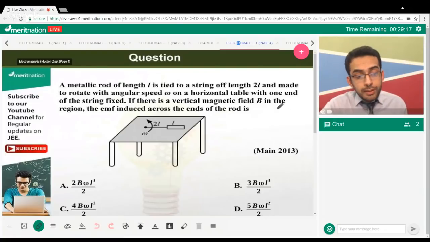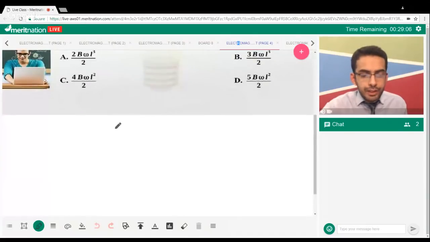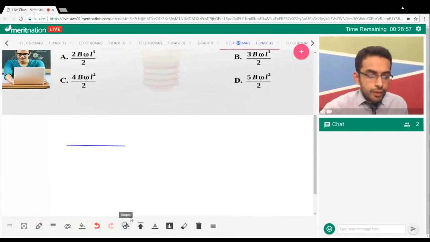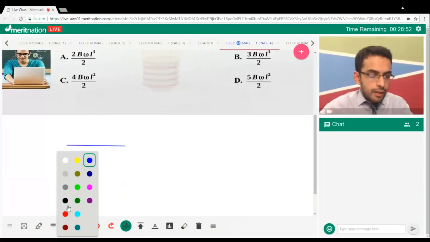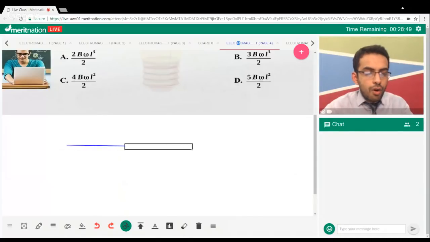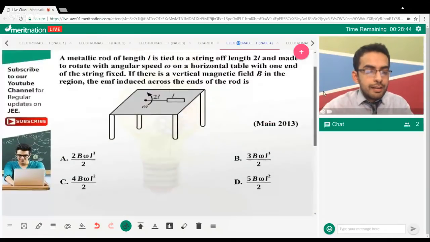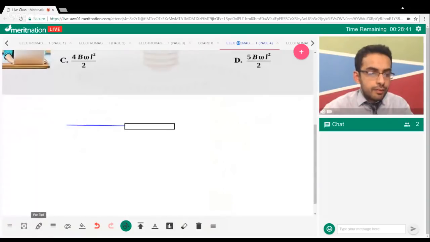Same question. But in this question, what's different? The limits will be different. How to do that? Same way, if you want, you can apply the direct formula, or if you want, you can integrate also. So suppose this is the thread, and this is the rod, and the length of the rod is L. Length of the rod is L, and 2L is the length of the thread.